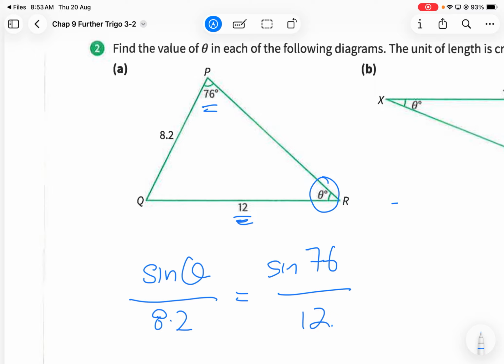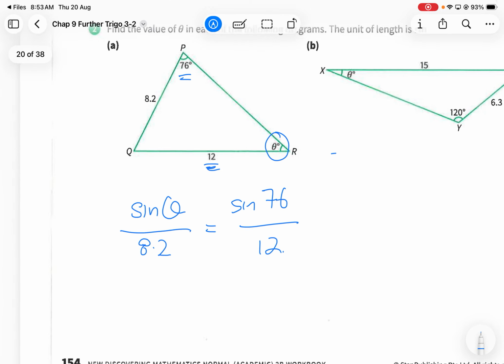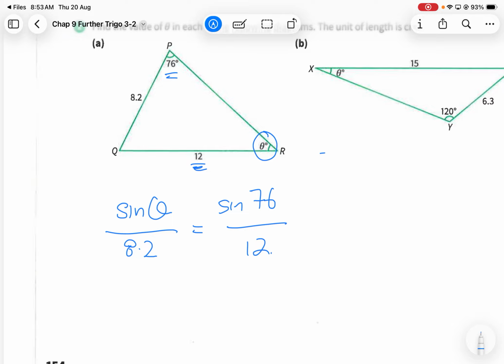Then I find theta, and I put theta on top. Then my equation is a lot easier to solve. I want to find theta, then I just multiply 8.2 across.